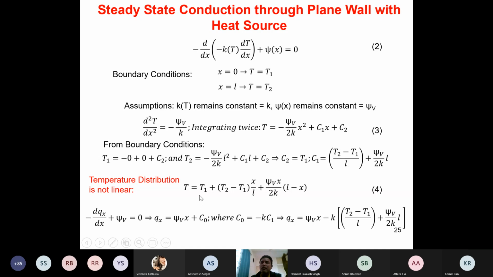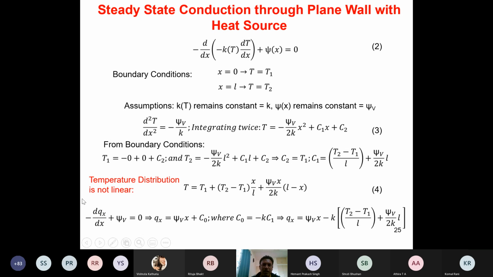Unlike the temperature distribution equation which we have seen for a flat slab earlier without heat generation, this expression is non-linear. Equation number 4 is non-linear. The temperature profile is not going to be a straight line here, isn't it? Again, we can find out how the heat flux is going to vary.